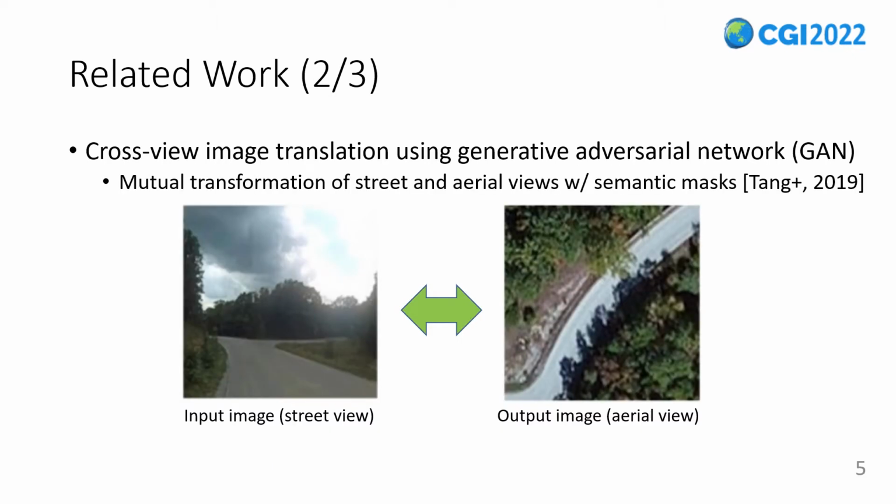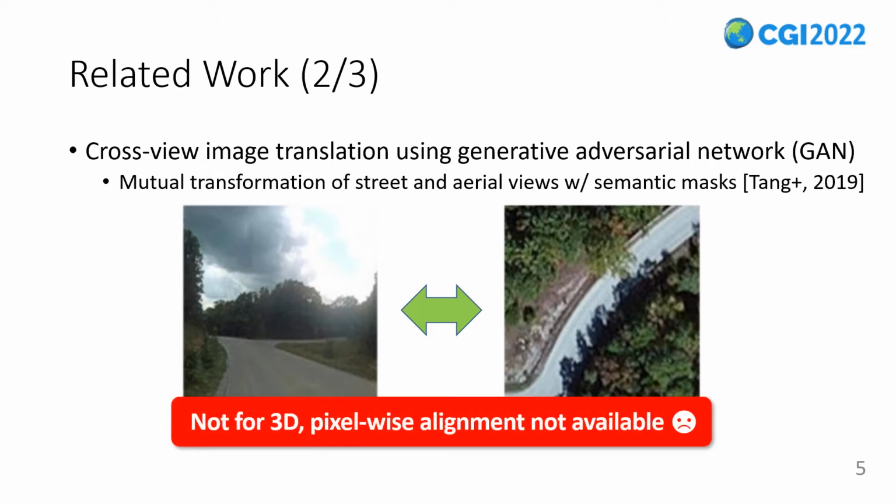As a variant of image-to-image translation, cross-view image translation can transform street and aerial views mutually with the help of semantic masks. However, this method is not designed for 3D and works poorly when applied to 3D reconstruction because pixel-wise alignment is not available, as I will explain later.